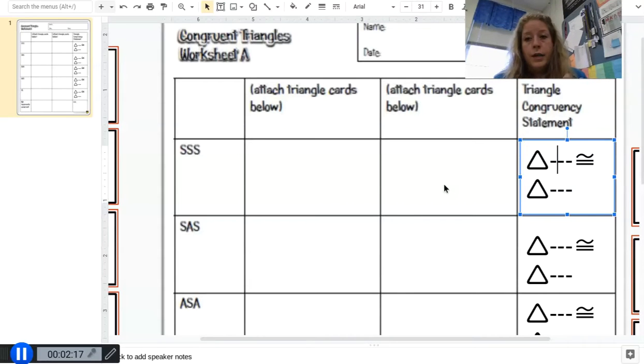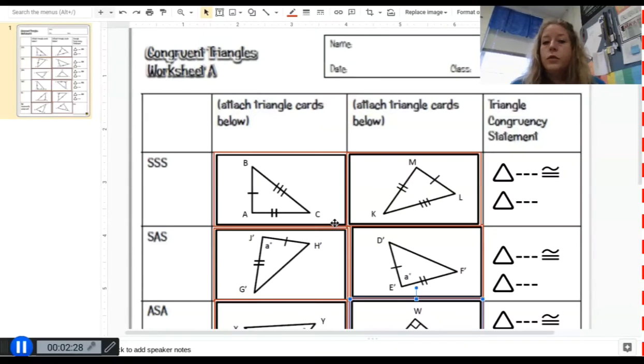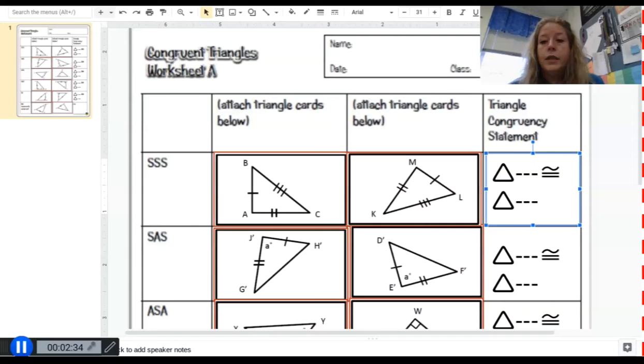Here is what the triangles should look like. Now I have these two triangles are congruent for side, side, side. Notice they all have three sides marked. So I could put triangle ABC is congruent to triangle. Now the order of the first one doesn't matter, but the order of the second one has to match. A goes with M, B goes with L, because B is between the 1 tick mark and the 3 tick marks. L is between the 1 tick mark and the 3 tick marks. And C goes with K.